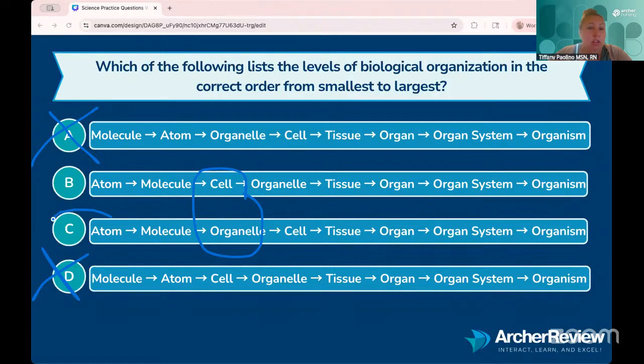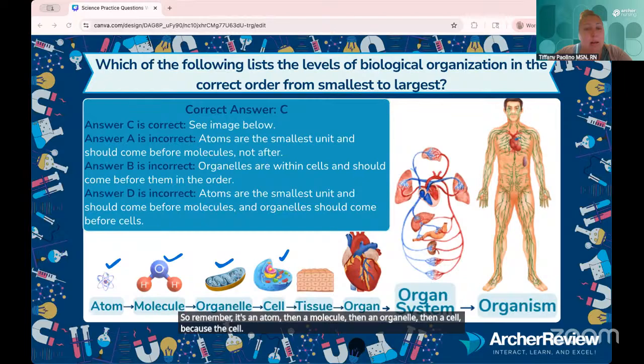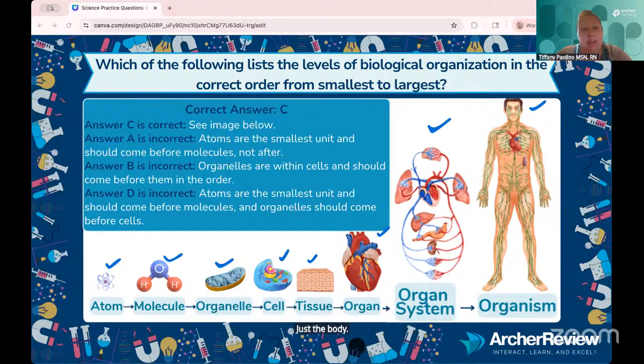Let's see, we start with an organelle. Yes. Here are some pictures for you guys. So remember, it's an atom, then a molecule, then an organelle, then a cell, because the cell has a lot more components with it, right? Then we have that tissue, then that organ, then the system, and then the organism, which is the body. Excellent. Excellent job, everyone.